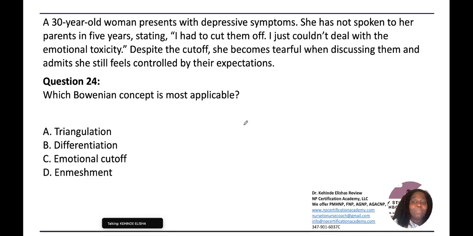All right, a 30-year-old woman presents with depressive symptoms. She has not spoken with her parents in 5 years, stating, "I had to cut them off. I just couldn't deal with them any longer because of the emotional toxicity." Despite the cutoff, she becomes tearful when discussing them. She feels controlled by their expectations. Which Bowenian concept is most applicable? Triangulation, differentiation, emotional cutoff, or enmeshment? We saw the same question previously. It is emotional cutoff.